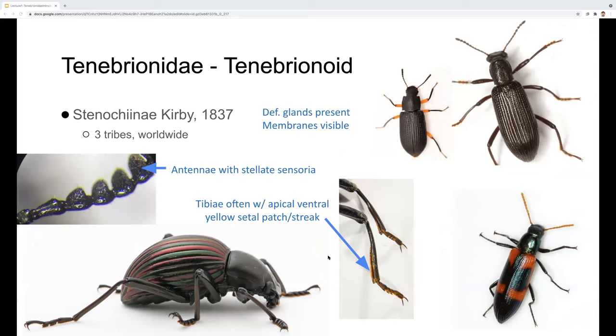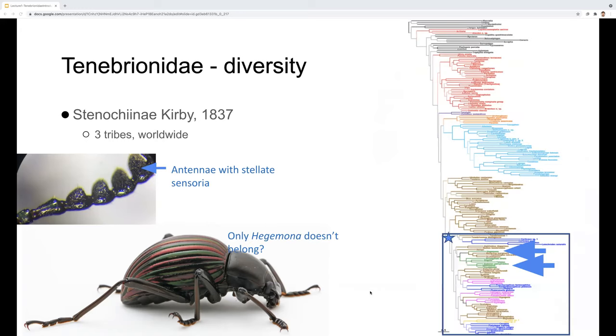Stenochiinae, 3 tribes. This is a worldwide group. It's actually a very large group for only having 3 tribes. Defensive glands are present, the abdomens have visible membranes, and the antennae have what are called stellate sensoria on these end antennomeres. We'll talk about those again a bit more. They also often have these yellow setal patches on their legs, but so do a number of other groups. Again, not monophyletic, but at least this cool looking beetle Hegemona does not belong, but maybe the rest are fairly monophyletic. So that could be good.